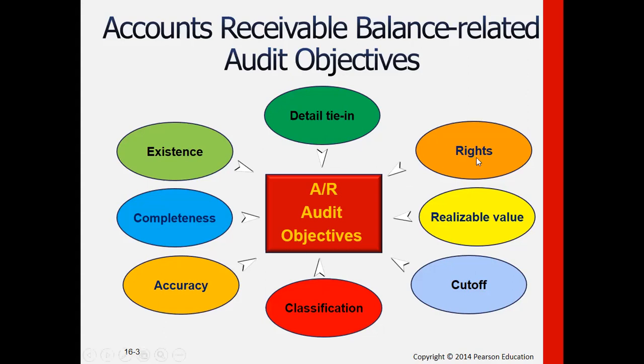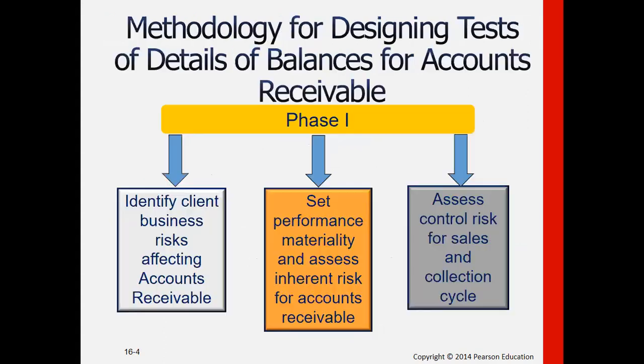Since AR are assets, we have to make sure that we have the rights over them, because we also have to take note that if the sales are conditional, then we don't have the rights yet to such assets. The detailed tie-in is that whatever the balance is, we have to match that with the details, just like the TDB, tests of details of balances.